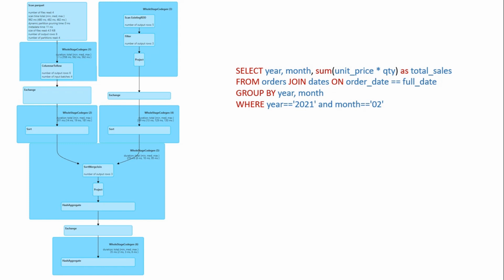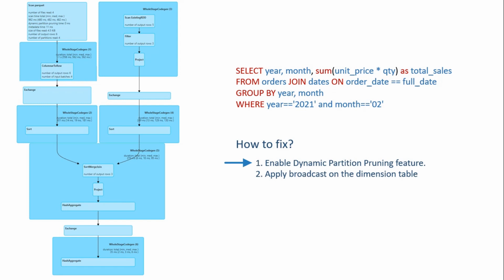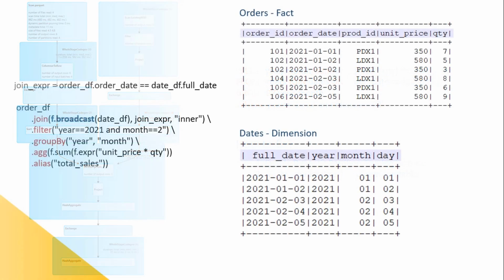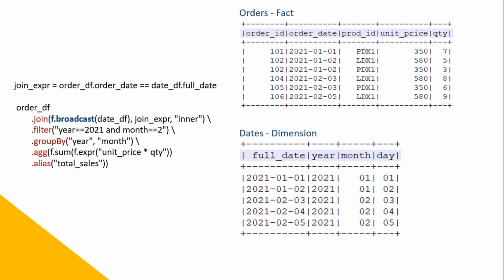How to improve it? You must do two things. Enable dynamic partition pruning feature and apply broadcast on the dimension table. The dynamic partition pruning is enabled by default in Spark 3 and above. So I do not need to do anything because I am using Spark 3. But I must apply a broadcast to my dimension table. So I modified my code and it now looks like this. This code is the same as earlier, but now I have applied broadcast to the datedf.